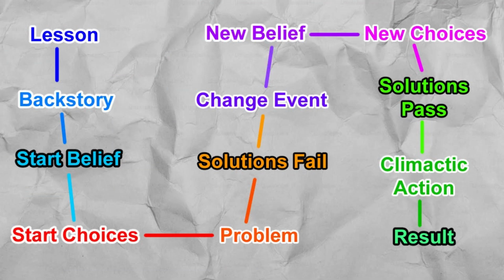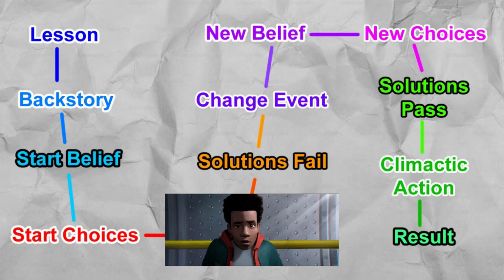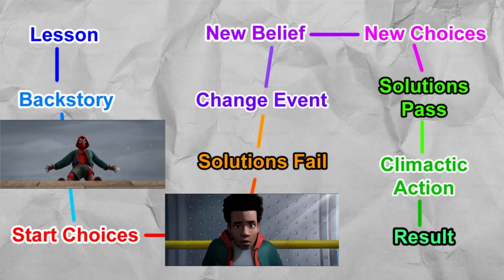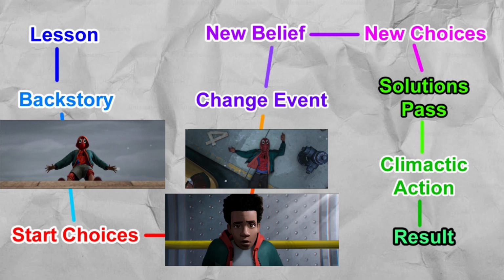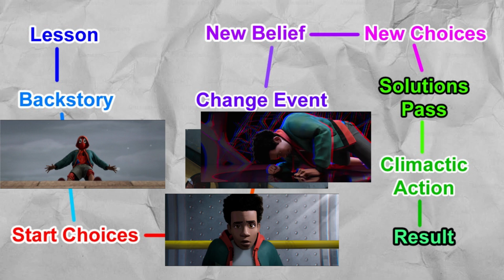Into the Spider-Verse uses the change diagram. The problem is that Miles becomes Spider-Man and is given the responsibility of stopping Fisk. His start belief is that he doesn't believe in himself due to his lack of skills. This lack of self-belief ruins his building jump, prevents him from using his abilities on command, and causes his team to lose trust in him.